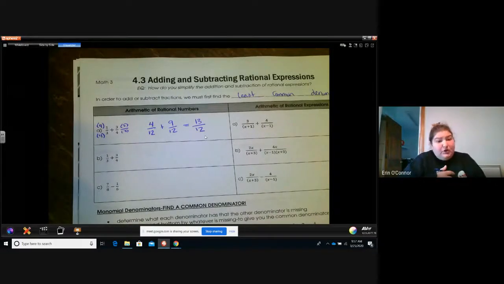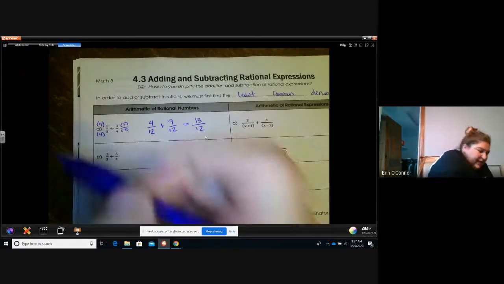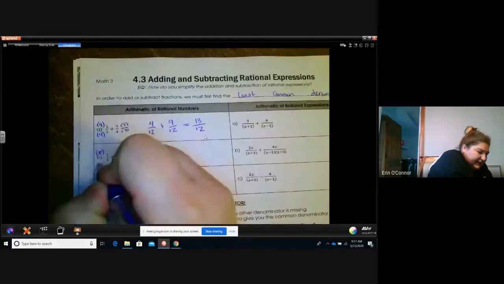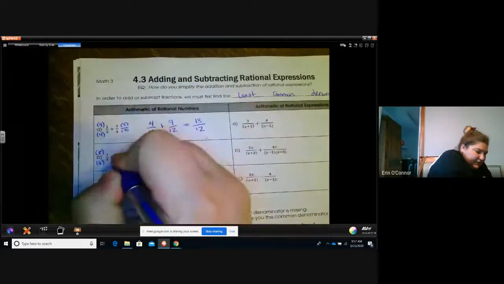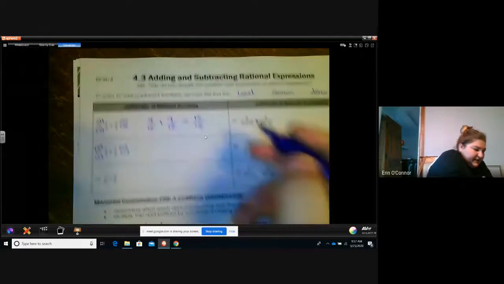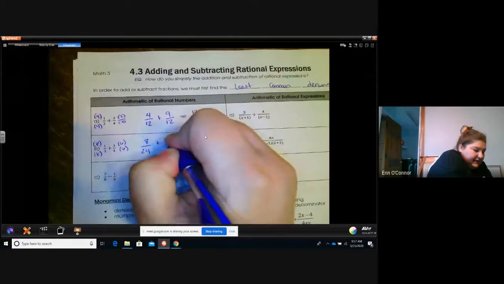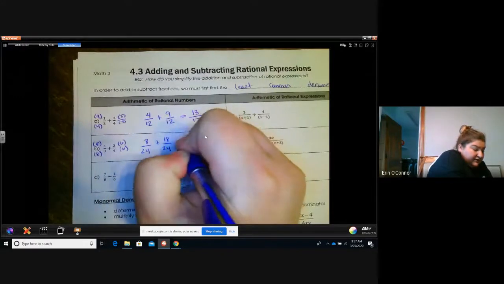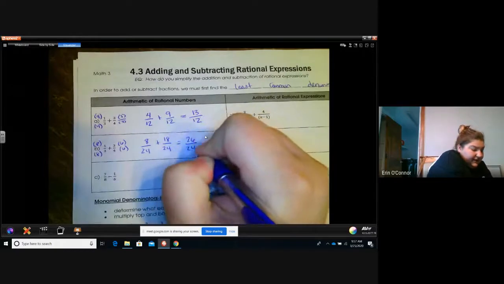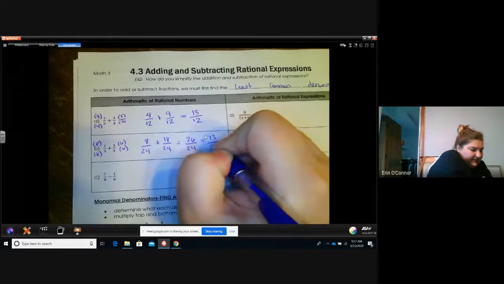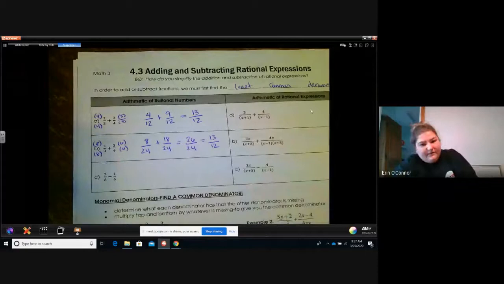Now, you can choose a higher one. It just means you're going to have to reduce. So instead, 24 is also one here. I will multiply the left one by 8 to get 24 in the bottom, and the right one by 6 to get 24 in the bottom. But then I would get 8 over 24 plus 18 over 24, which gives me 26 over 24, and then you have to reduce. It's still going to give you 13 over 12.